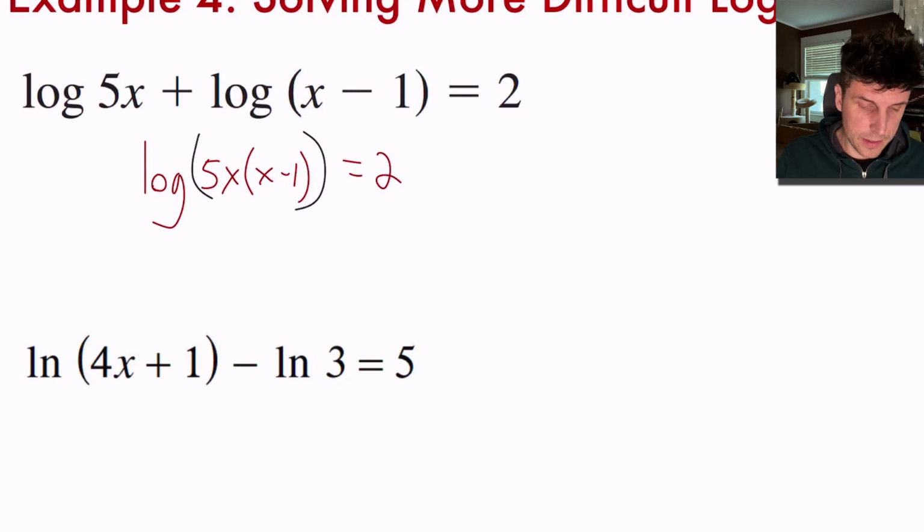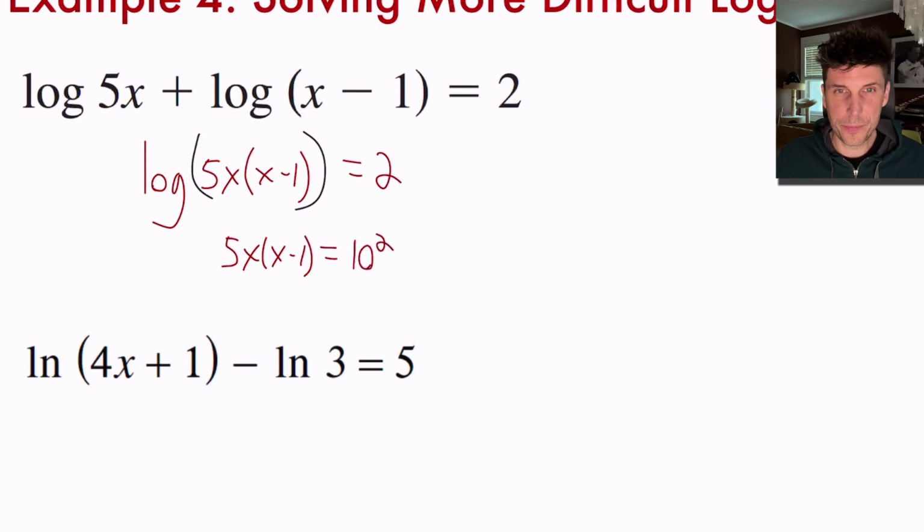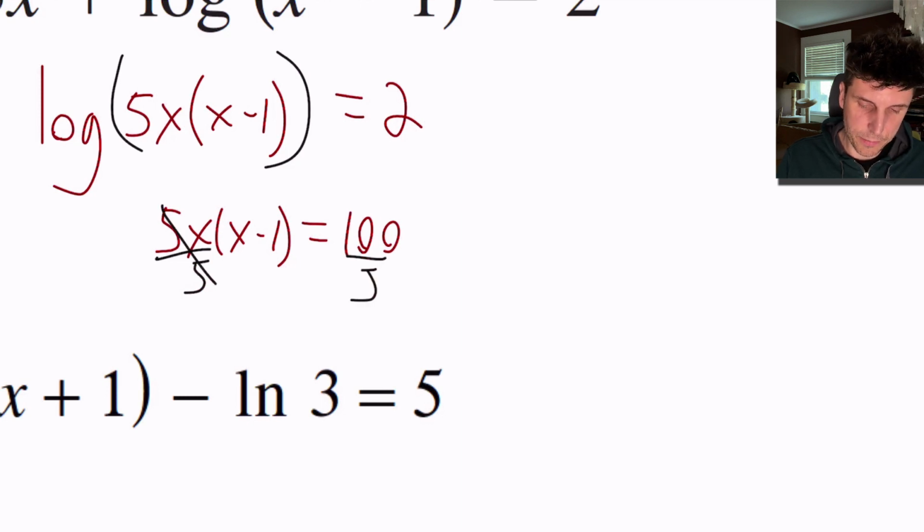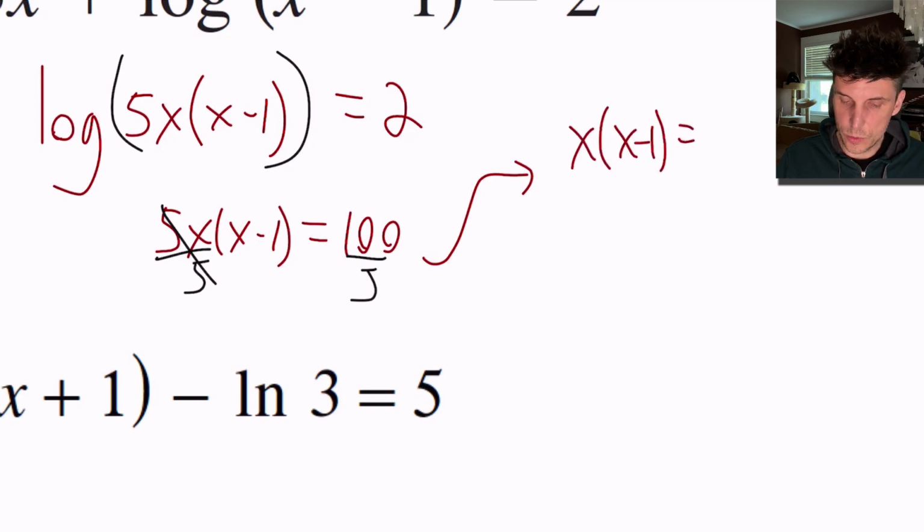And then what that means is that I can convert this to exponential form, and I end up with 5x times quantity x minus 1 equals 10 squared. So yeah, and then you could take it from there. Before I go ahead and distribute that 5x, I'm going to actually divide both sides of the equation by 5, because I'm going to change 10 squared into 100, right? So when I divide both sides by 5, that's going to drastically simplify what we have to do. So we have x times quantity x minus 1 equals 20.